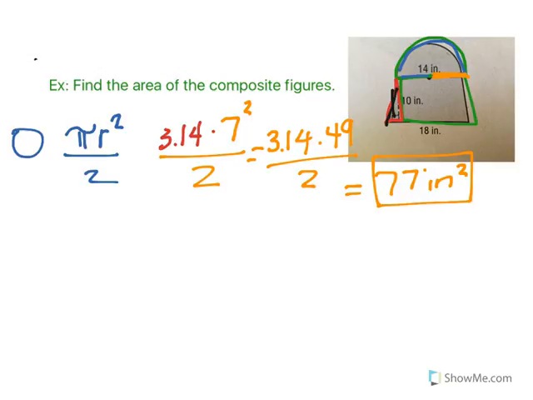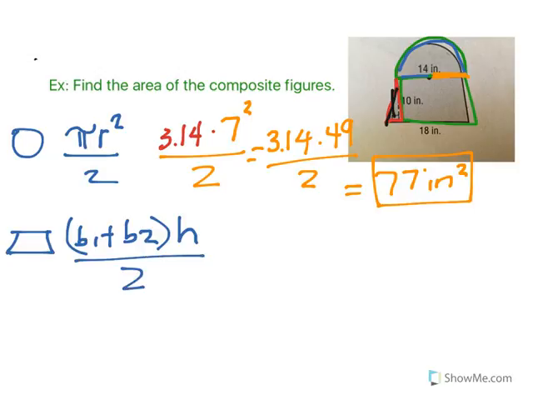Now I'm going to find my trapezoid. I know the area of a trapezoid is, let's draw a trapezoid here, I'm going to take the bases and add them, multiply that by its height, and then divide it in half. Again, this is from the previous lessons that we should know already. So I'm going to add my bases. This is a base here, and this is a base here. So it's going to be 14 plus 18.